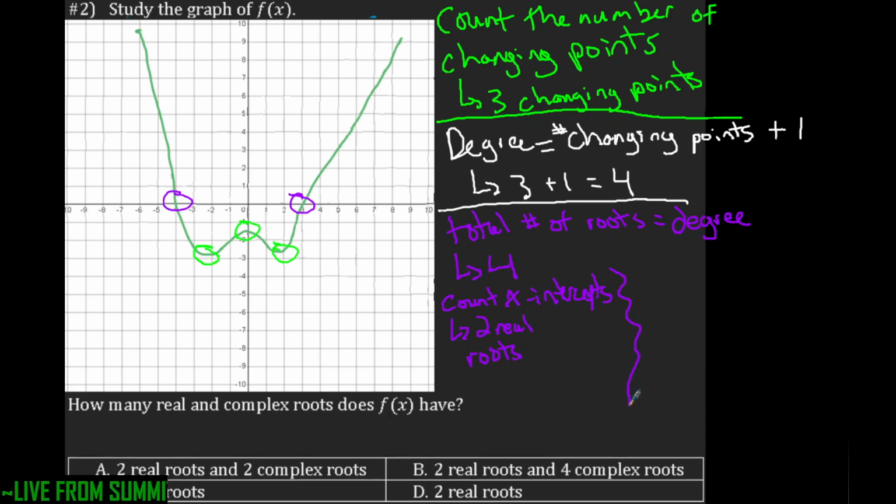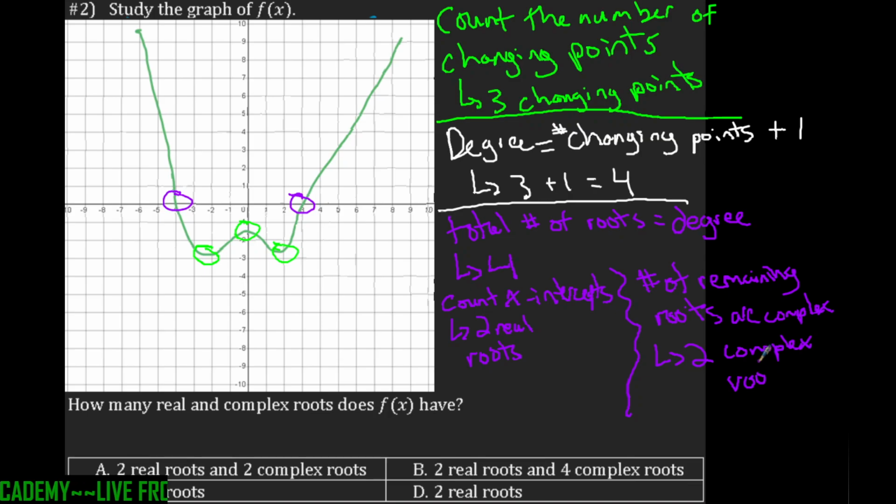Then from that, I know that the number of remaining roots is equal to our complex roots. So the number of remaining roots are complex. So I'm going to say we have 2 complex roots. So that's the step-by-step of how you find those changing points, find your degree, and find how many roots you have.